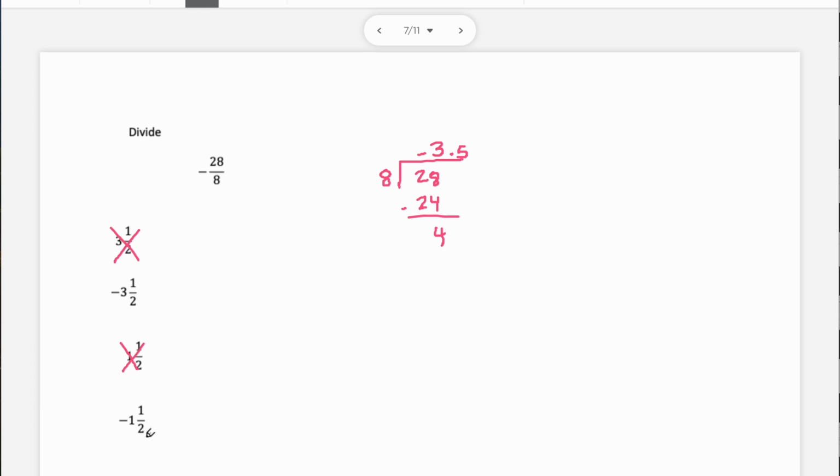So these are in mixed number form. But if you look, 0.5 is the same as half, because 5 is half of 10. So really, this is the same thing. -3.5 is the same thing as -3 and 1/2. So this would be the correct answer.